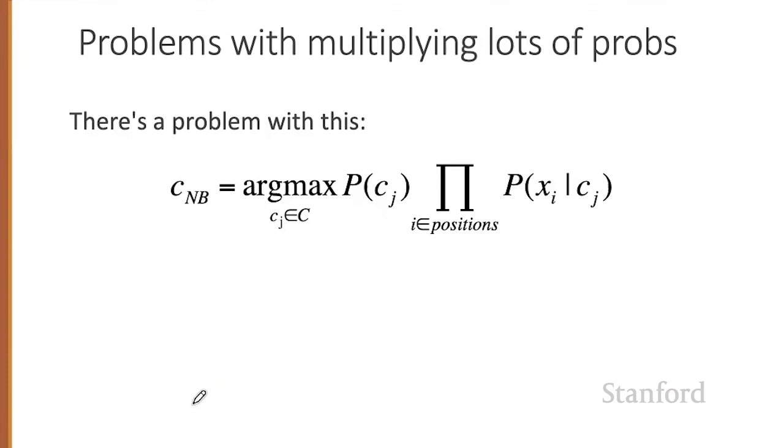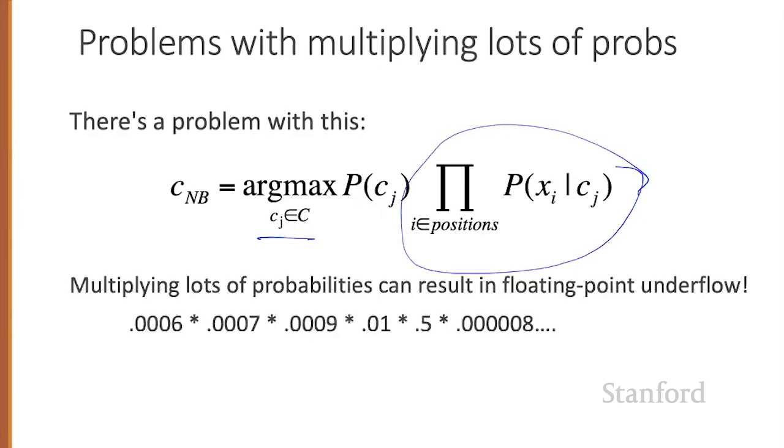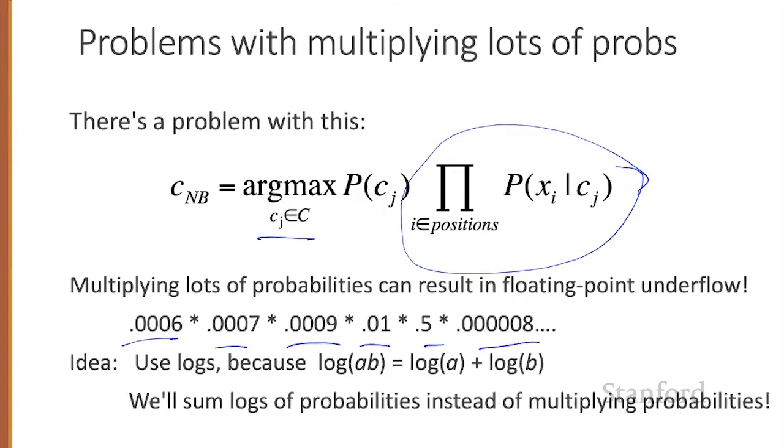There's a problem with this algorithm for choosing the most likely class. And that is that this argmax requires that we multiply a lot of probabilities. We're going to multiply a probability for every position in the document. That's lots of words. And multiplying lots of small probabilities, all numbers between 0 and 1, can result in floating point underflow. The result's going to be an extremely small number. Our solution to this is to use logs, because it turns out conveniently that the log of A times B is equal to the log of A plus the log of B. So in general, we're going to sum logs of probabilities instead of multiplying probabilities.